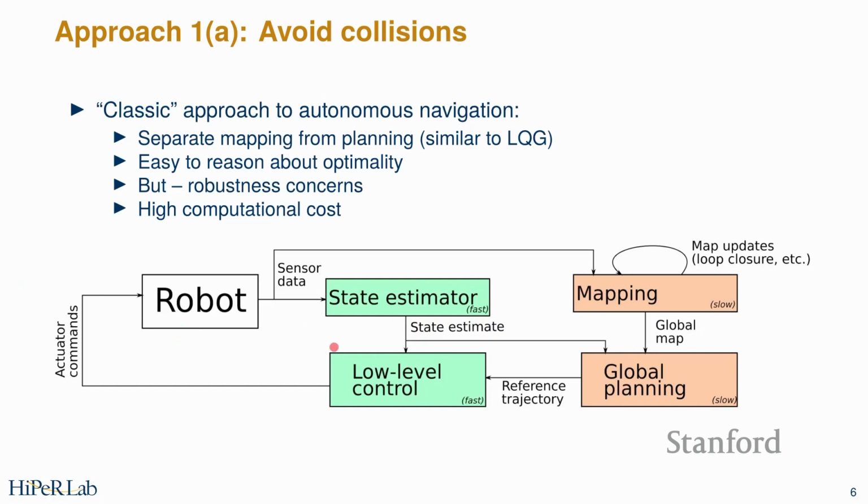What's nice about the stack is it's modular, so you can reason about optimality for each component separately, which is good. The downside is it tends to be somewhat fragile, and it's fragile, I think, conceptually because these blocks are connected with narrow connections, right? So the state estimate is a very low-dimensional representation of a complex thing that you're dealing with. The outer loop is also safety critical. So if something goes wrong in your map, you generate a plan in a map that's incorrect and you end up crashing with the world.